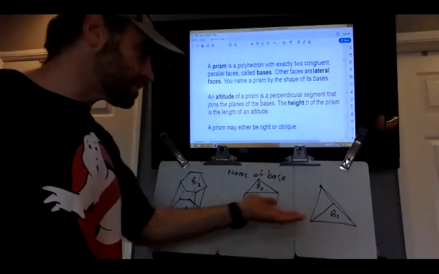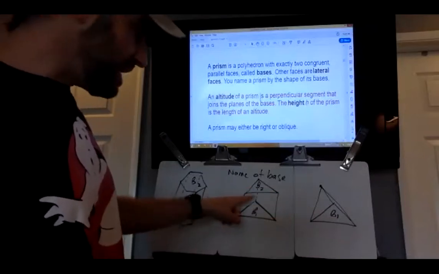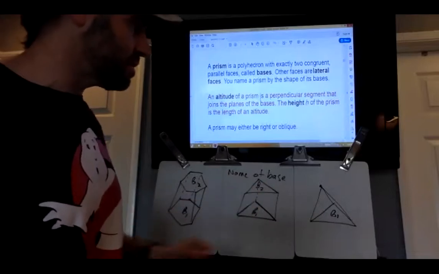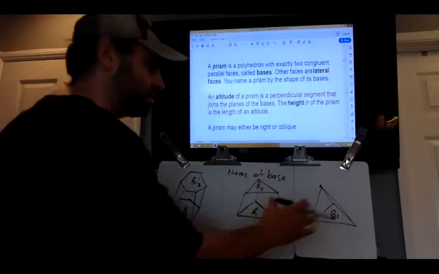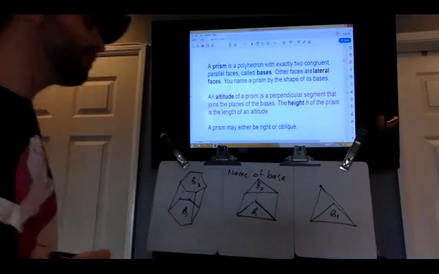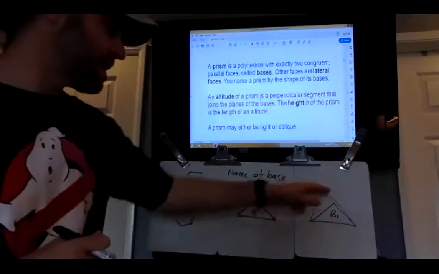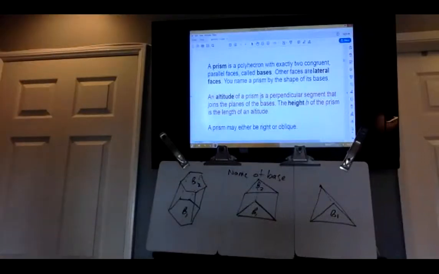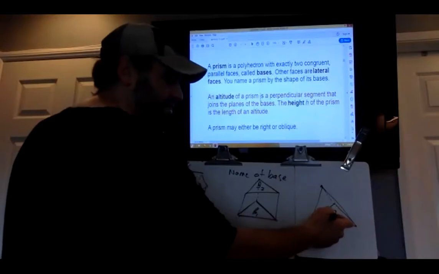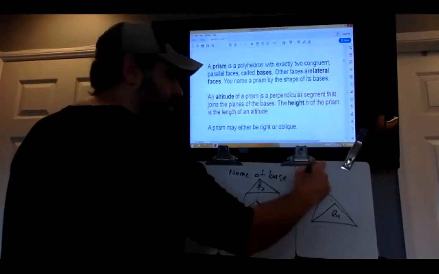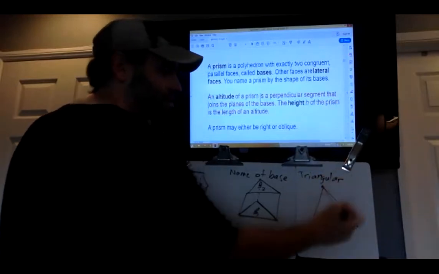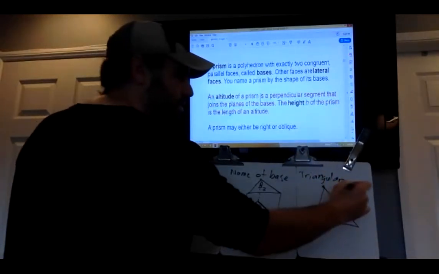Well, their nets are going to look different. The faces that go around the bases, the lateral faces, are rectangles here. Here they're triangles. Okay, so let me make that dotted. All right, so those will be triangles. So you can go ahead and look and see how those are going to be different. You still name it by its base. It's still triangular, but you don't call it a prism anymore. You call it a pyramid.